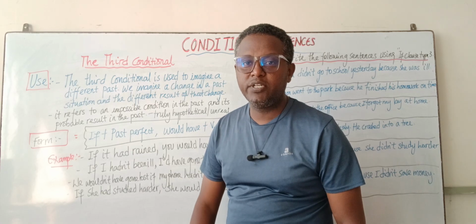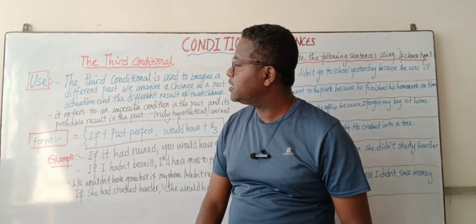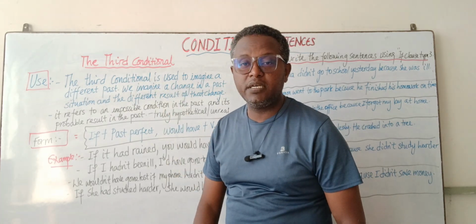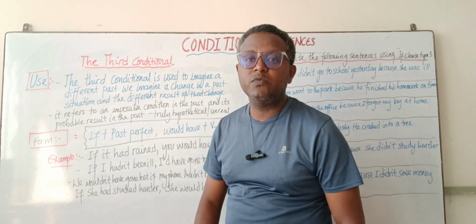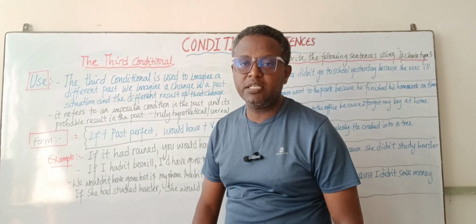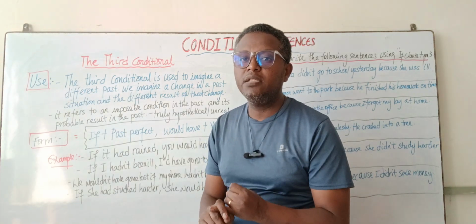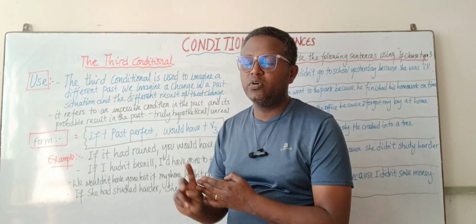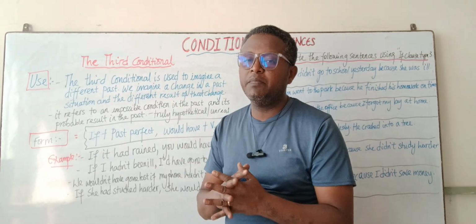In our lesson today, we're going to talk about conditional sentences, the last conditional sentence, which is the third conditional. We have seen the three conditionals in the past, in our three videos. The first one was zero conditional, the second one was conditional type 1 and conditional type 2, and this is our fourth episode.